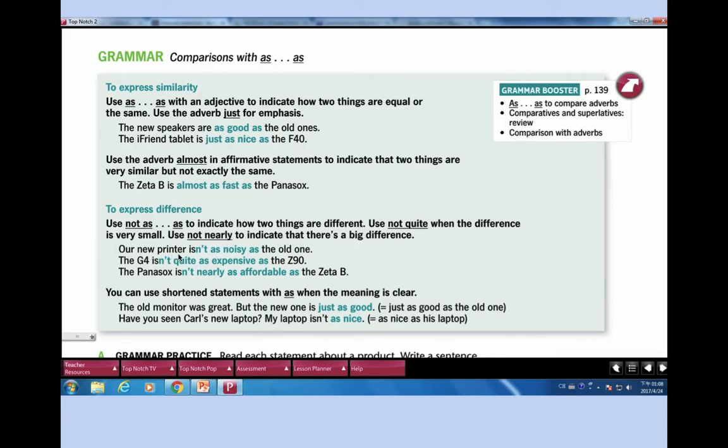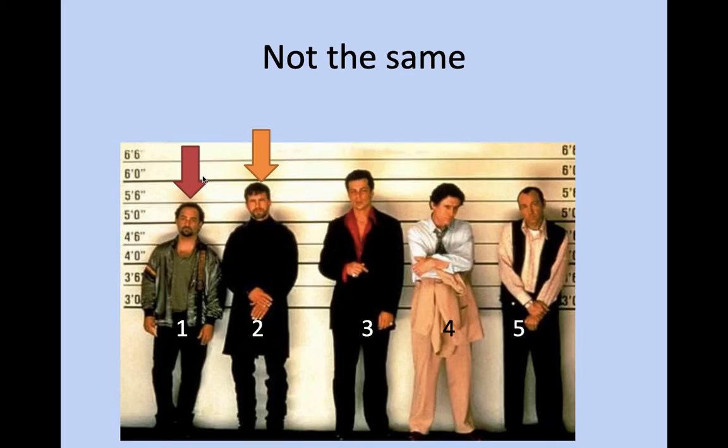Our new printer isn't as noisy as the old one. The G4 isn't quite as expensive as the Z90. The Panasox isn't nearly as affordable as the Zeta B. This is hard because, what are these? We don't know. Okay, so here's another one.